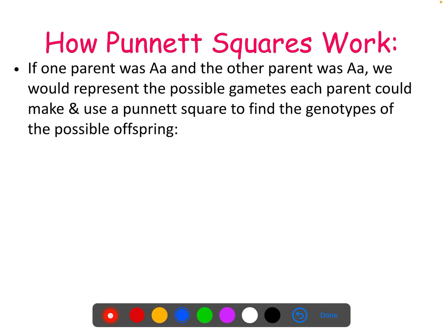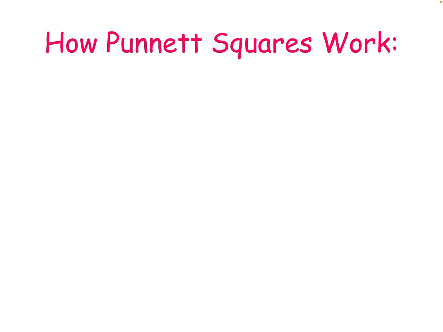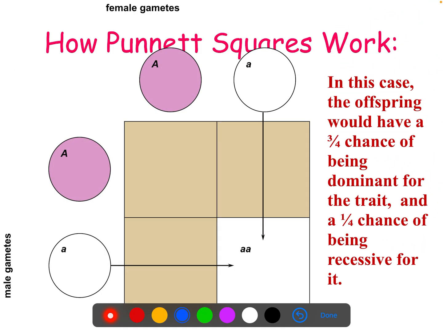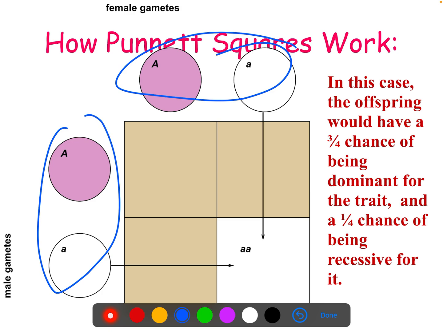So how does a Punnett square work, in case you forgot? Okay, if one parent is capital A and little a and the other parent was capital A, little a, we could represent the possible gametes that each parent could make and use a Punnett square to find the genotypes of the possible offspring. So we're going to be able to show segregation and fertilization. So this is what it looks like here. Okay, so this is parent one, this is the other parent. One is mom, one is dad. Okay, so mom has capital A, little a, and dad also has capital A, little a.